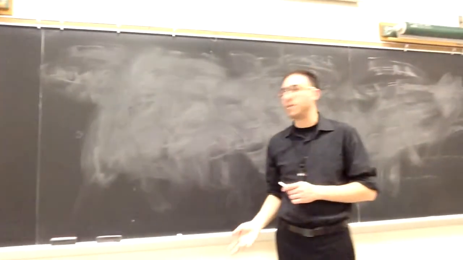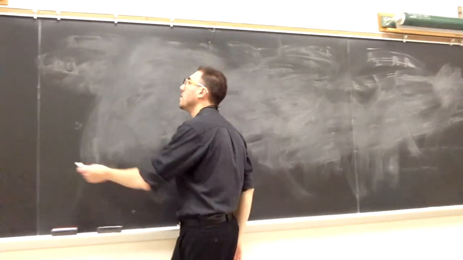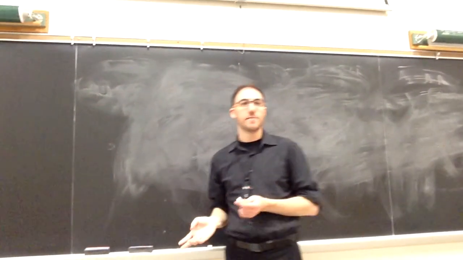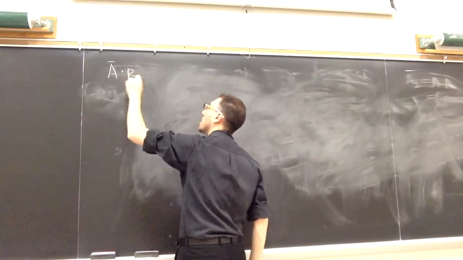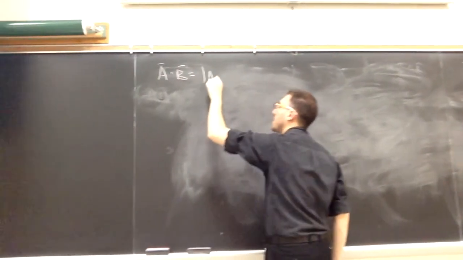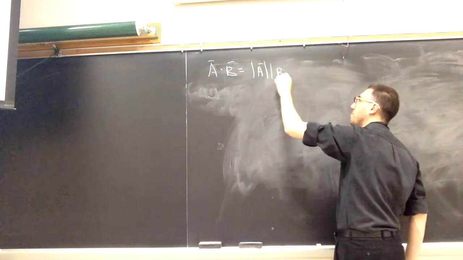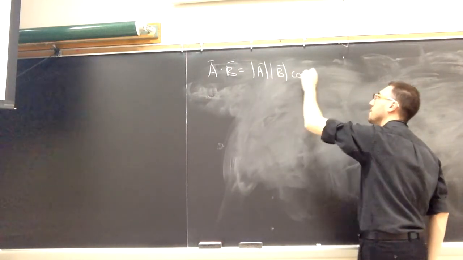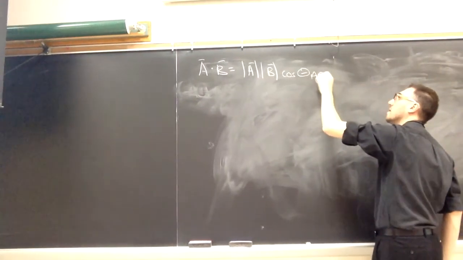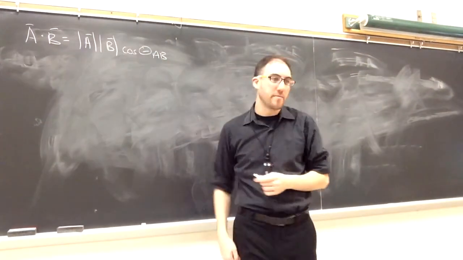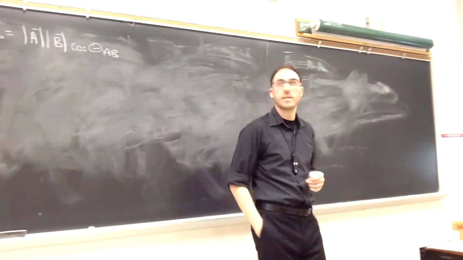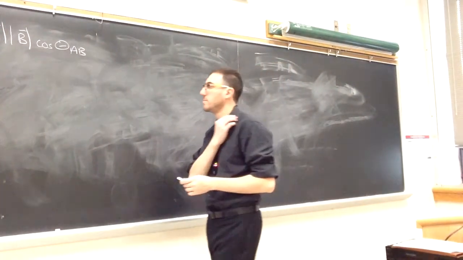And to do that, since we're in the dot product section, we want to use the dot product. So we know by the first definition of dot product that A dot B is going to be the magnitude of A times the magnitude of B times the cosine of the angle between them. That angle is what we want in part A of this question.